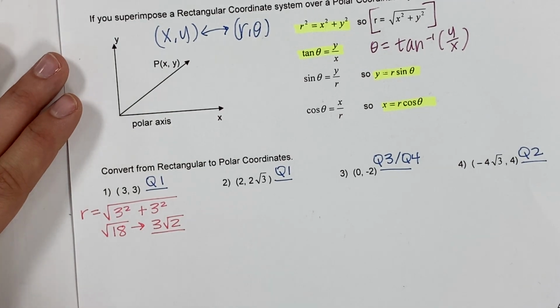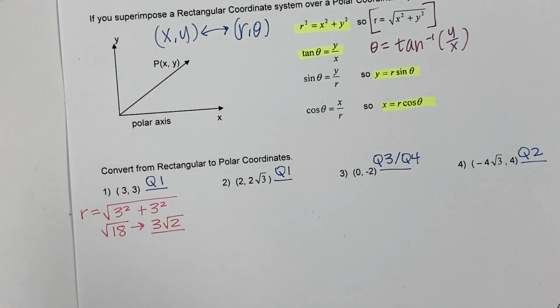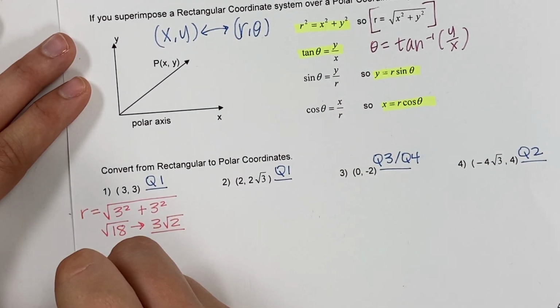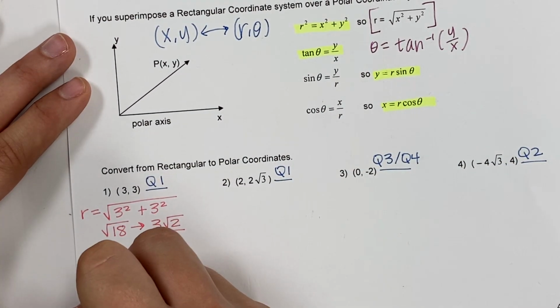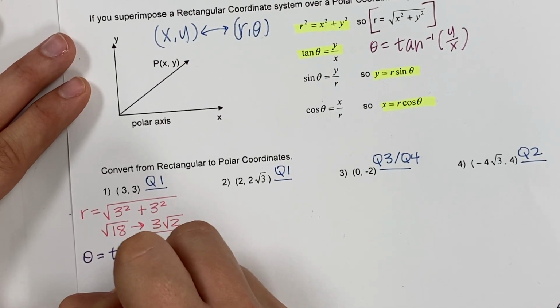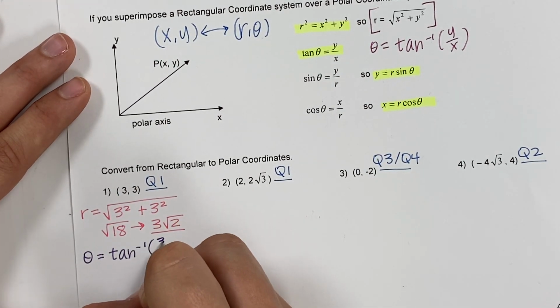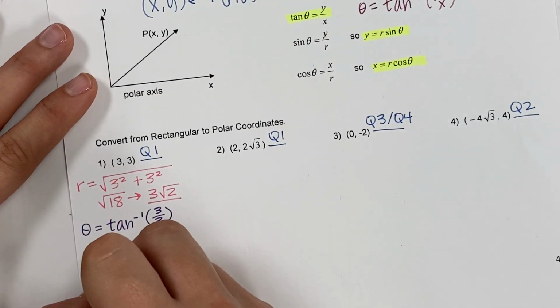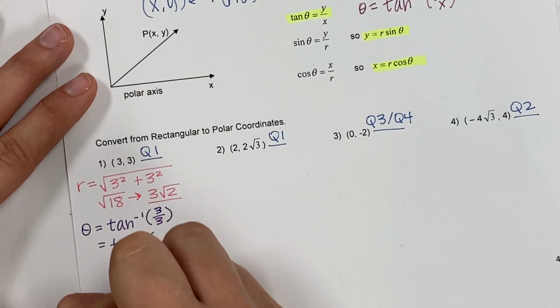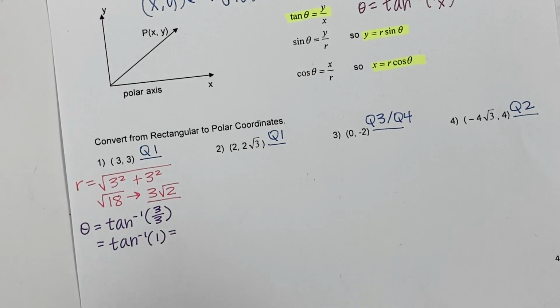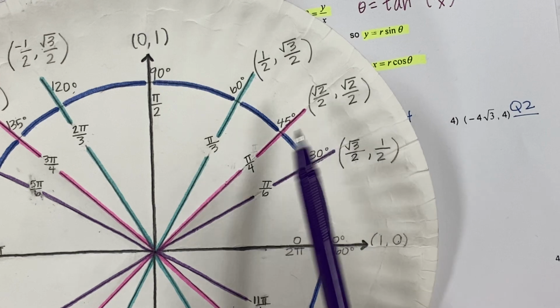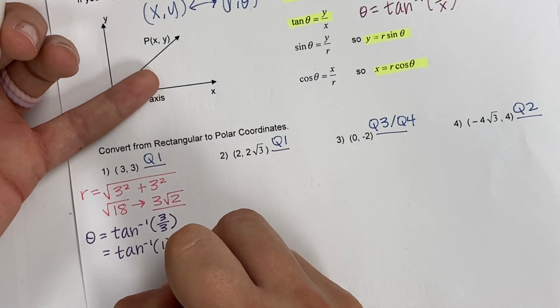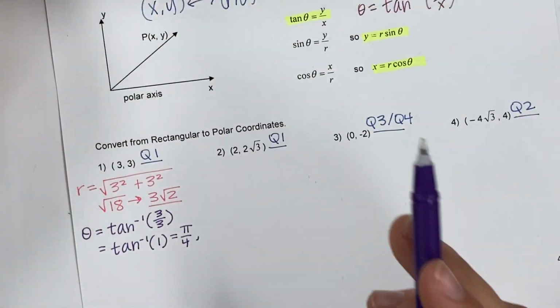Let's figure out theta, because I need r and theta to do this. So theta is going to be the tangent inverse of y over x. So for us, that's 3 over 3. Well, let's simplify that because we know that 3 over 3 is 1. So I'm gonna go on my unit circle and figure out where is the tangent 1. Where do you divide the two numbers to get 1? So one of the spots is pi over 4. The other spot is where they're both negative, so 5 pi over 4.